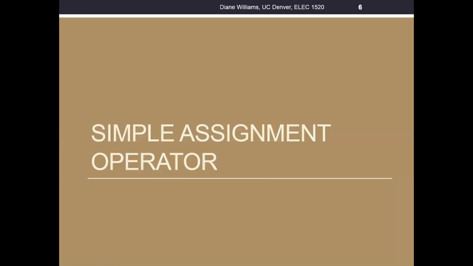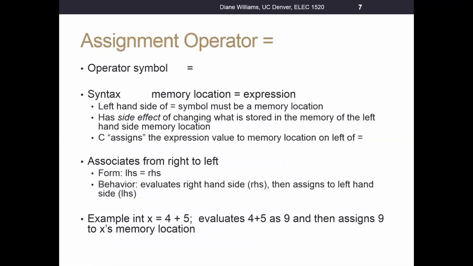All right, we're going to start off then by talking about the assignment operator. We've used the single equal sign. This is the assignment operator. And the way it works is what's on the right-hand side has to be an expression, and it's always assigned to a memory location on the left, and it changes the contents of the memory location. So we say that it has a side effect of changing what's stored in memory on the left-hand side.